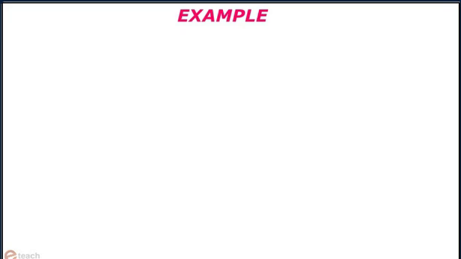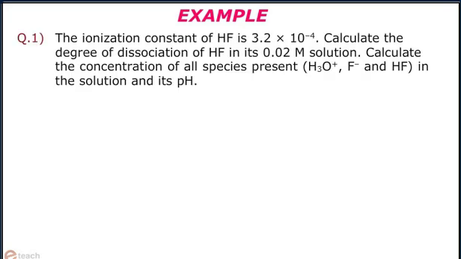Let us take an example. The ionization constant of HF is 3.2 times 10 to the power minus 4. Calculate the degree of dissociation of HF in its 0.02 molar solution. Calculate the concentration of all the species present, that is H3O+, F-, and HF in the solution and its pH. Now moving on to the solution.